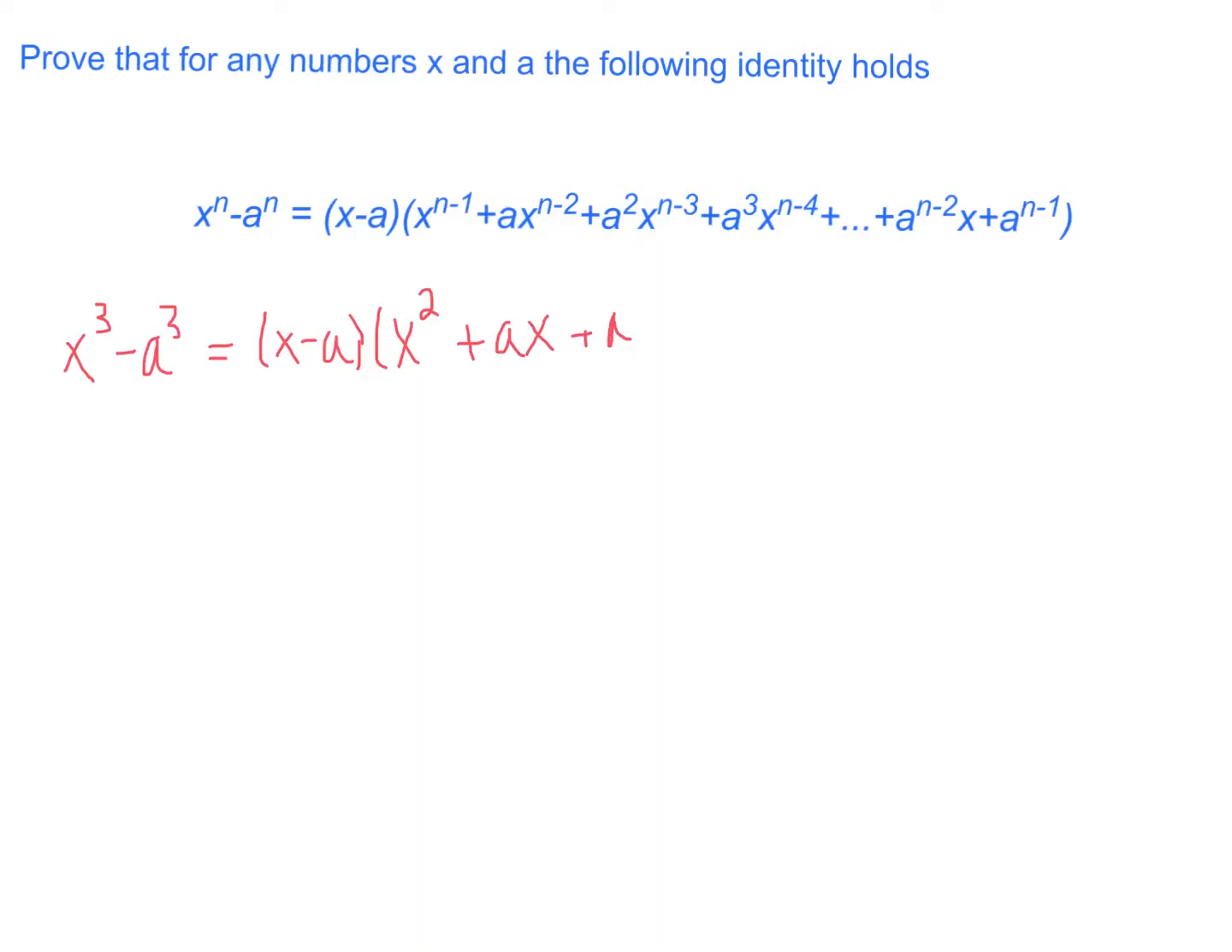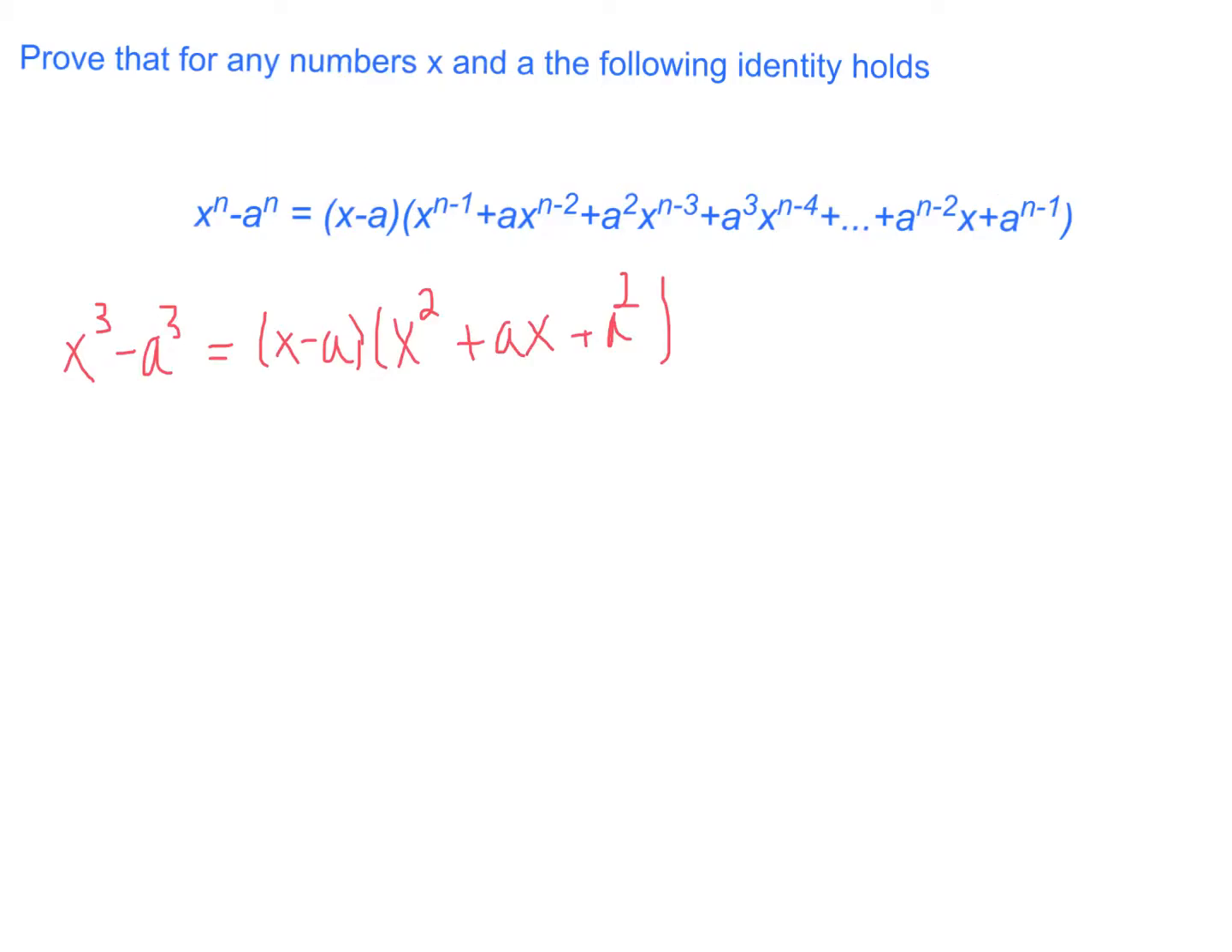Well, what's n minus 3? What's 3 minus 3? It's 0, so x to the 0, which is just 1. And so I have a squared times 1, and we want to show that that's true. Okay, now this is a lot easier. It can kind of help you wrap your mind around what you're going to want to do here.